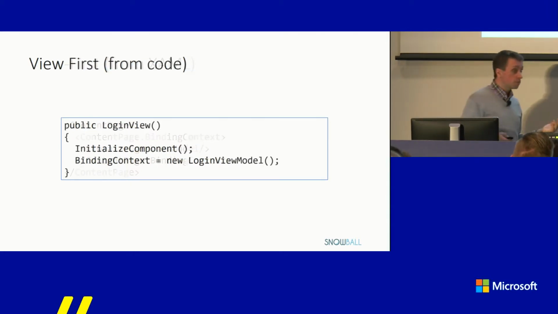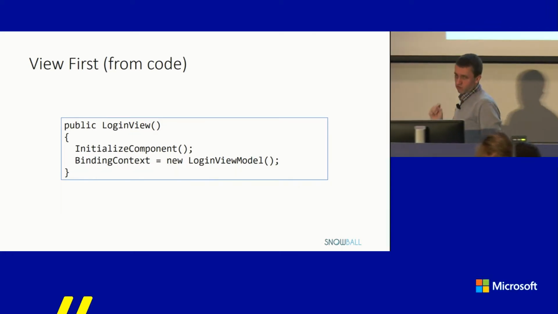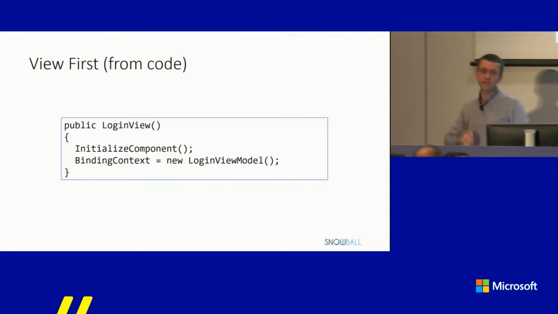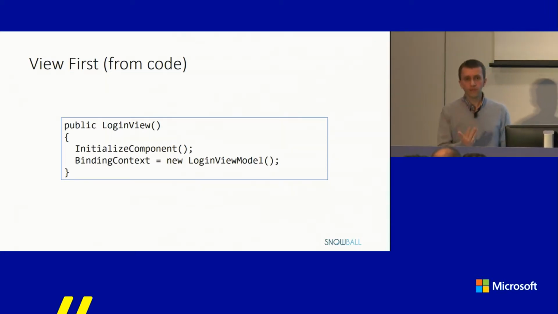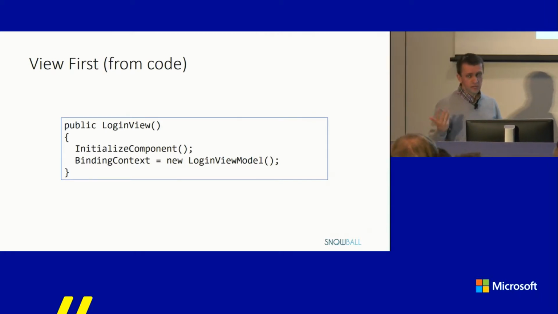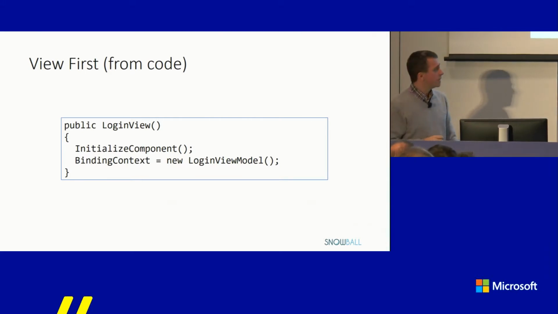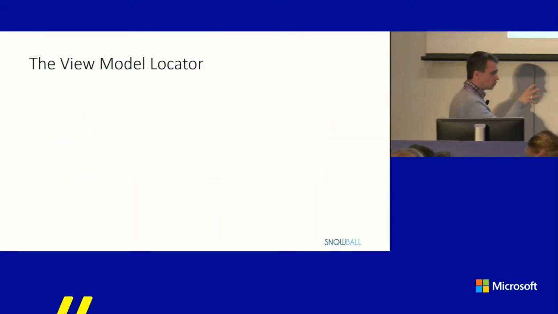We can also do it from code behind. You may be saying, whoops, code behind, we weren't going to do anything in the code behind. Like I said, you can do stuff in the code behind as long as it doesn't do anything with the model. And this is not doing anything with the model. It is just specifying what the view model is for the view. So it's not really anything that has to do with the model. So that's okay.